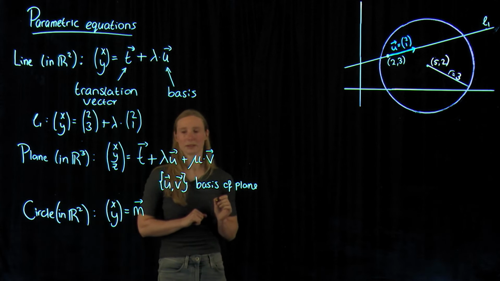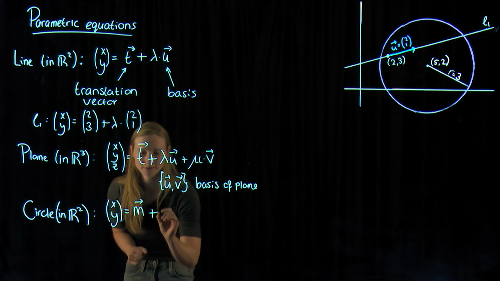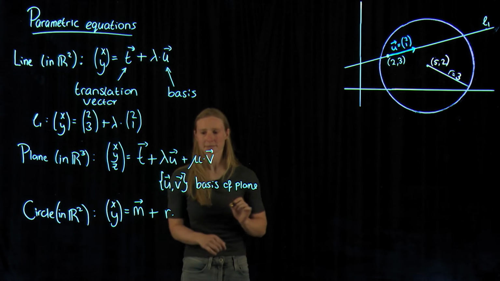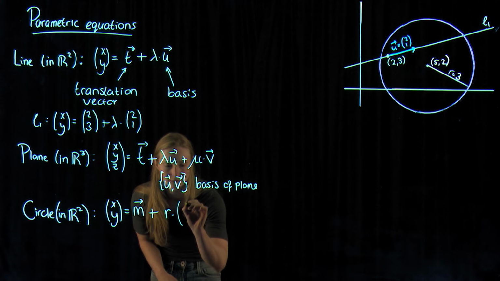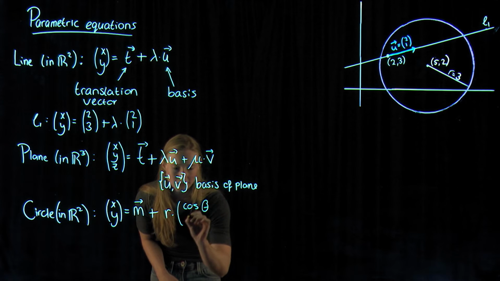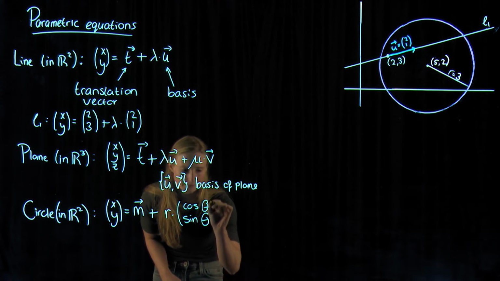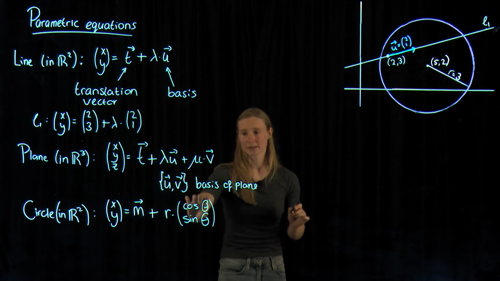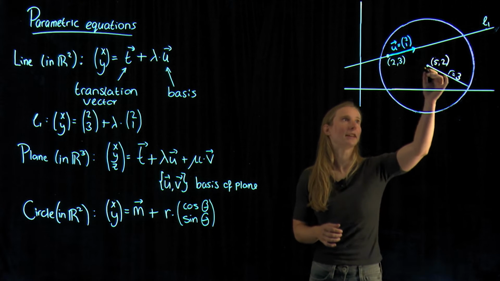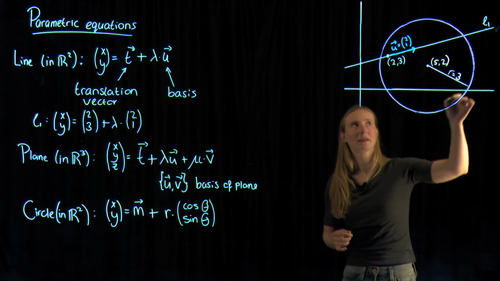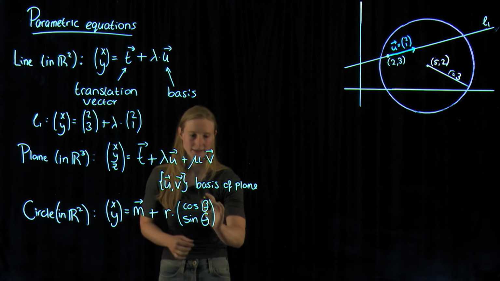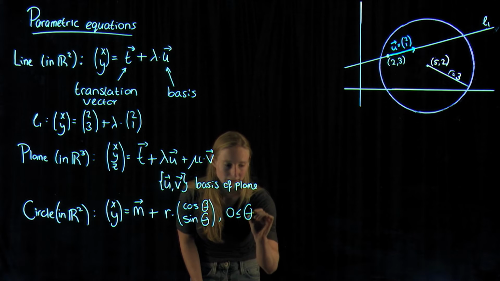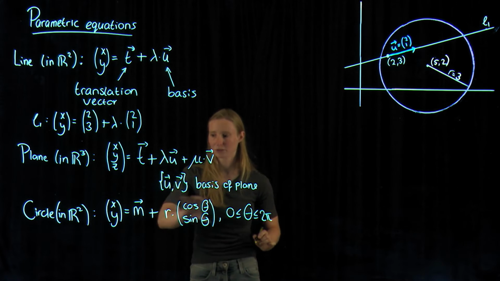So the vector to the middle point, plus, well, the radius of the circle, let's denote that by r, times (cos theta, sin theta). And here, our variable that was lambda and mu before is now theta. So if we increase theta, then we go around the circle, and the values of theta that give us the entire circle are those where theta lies between 0 and 2 pi. Then we draw out the entire circle.